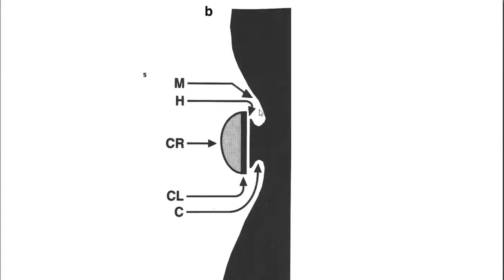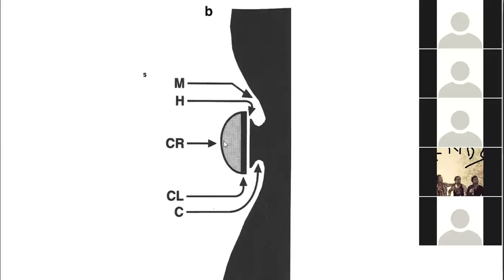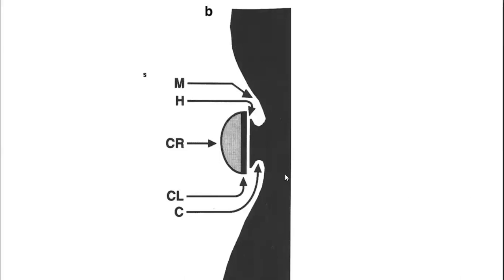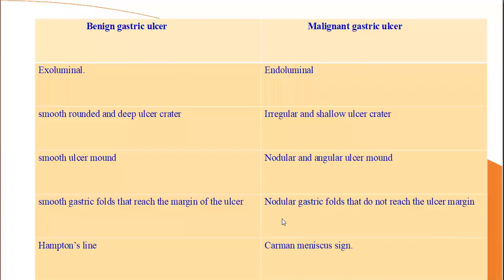If it is smooth, it is benign; if it is a nodular and irregular mound, then it is malignant. So here it is a smooth mound, and this is also called the collar. Collar is the entry or the neck of the ulcer. And there is a small mucosal overhanging margin here, which is called Hampton's line. And there may or may not be a cleft underneath, so that's not important. So what we need to know is there is something called ulcer crater, ulcer mound, ulcer collar, Hampton's line, and if it is malignant, there is Carman's meniscus sign and Kirkland's complex. So these are the things that we need to know.